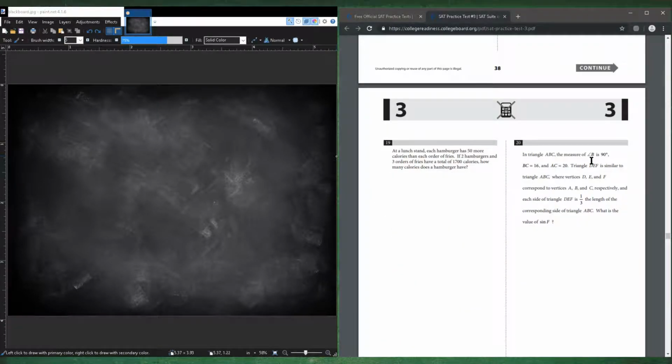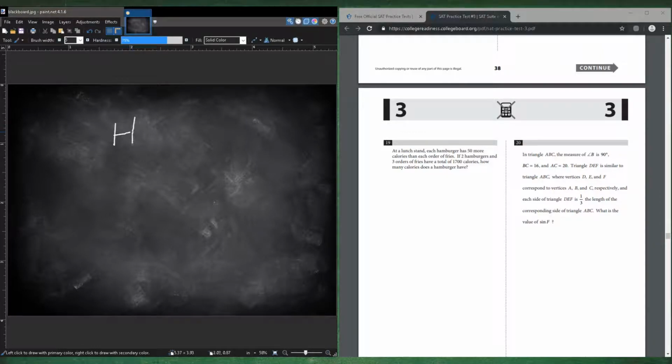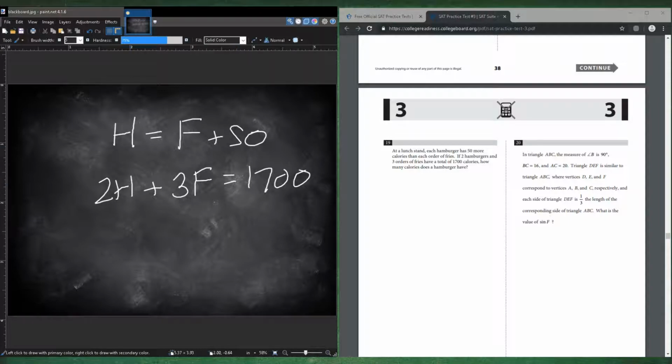Question 20. At a lunch stand, each hamburger has 50 more calories than each order of fries. If 2 hamburgers and 3 orders of fries have a total of 170 calories, how many calories does a hamburger have? So let's say a hamburger is 50 more calories than fries. So hamburger H is F plus 50. So 2 hamburgers plus 3 fries is equal to 1,700 calories.